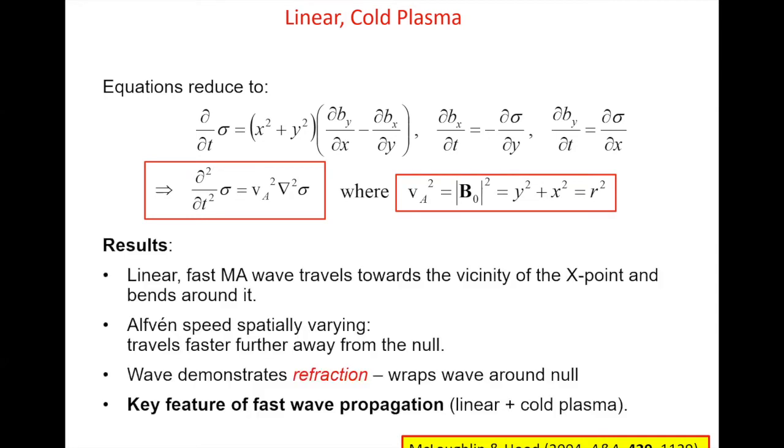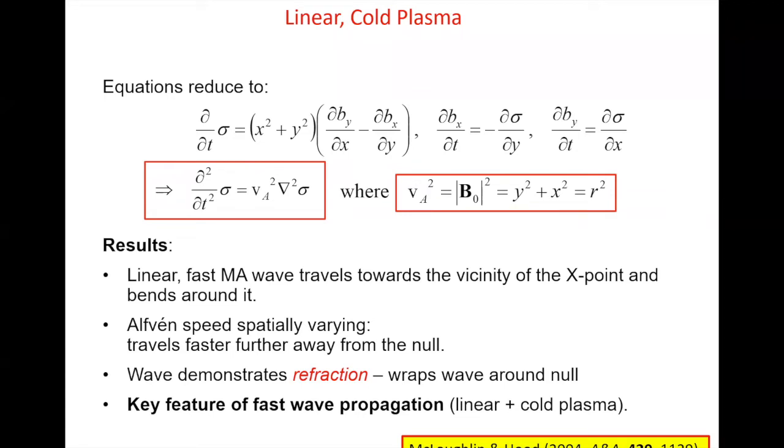And so that explains our results, okay? So when we have a linear fast wave, it travels towards the vicinity of the X point and it bends around it. So it demonstrates refraction. That wave is wrapping around the null, and it's doing that because essentially the Alfvén speed is spatially varying. It travels faster the further it is away from the null, and it travels slower the closer it is. And it cannot cross the null point in this system because, of course, the speed is going to 0.